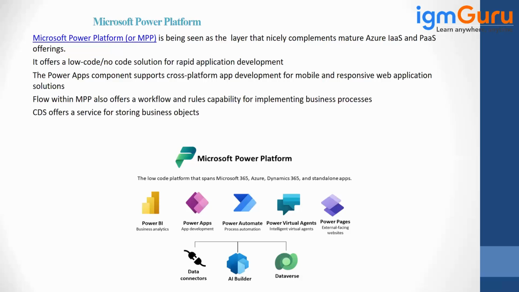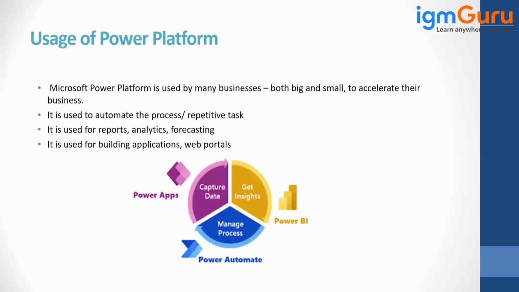Power Apps is a Microsoft platform tool which is used to develop applications. It's a part of Microsoft Power Platform. Microsoft Power Platform has different tools. One tool is called Power Apps, which is used to build applications. The second tool in Power Platform is Power BI. Power BI is used to build data analytics, that means creating reports. And the third tool in Power Platform is called Power Automate.